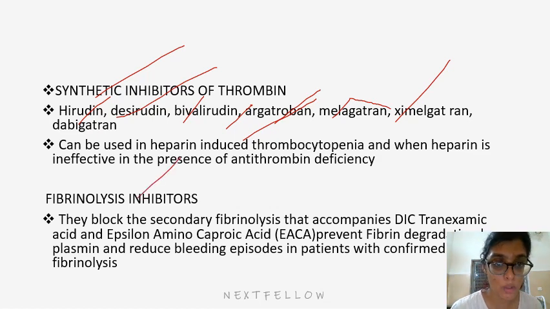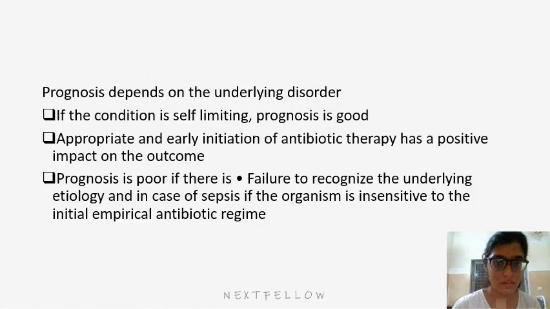Fibrinolysis inhibitors block the secondary fibrinolysis that accompanies DIC. Tranexamic acid and epsilon aminocaproic acid prevent fibrin degradation by plasmin and reduce bleeding episodes in patients with confirmed fibrinolysis.